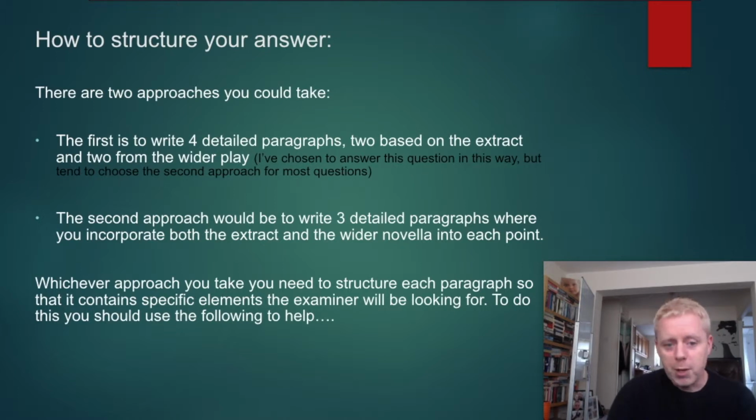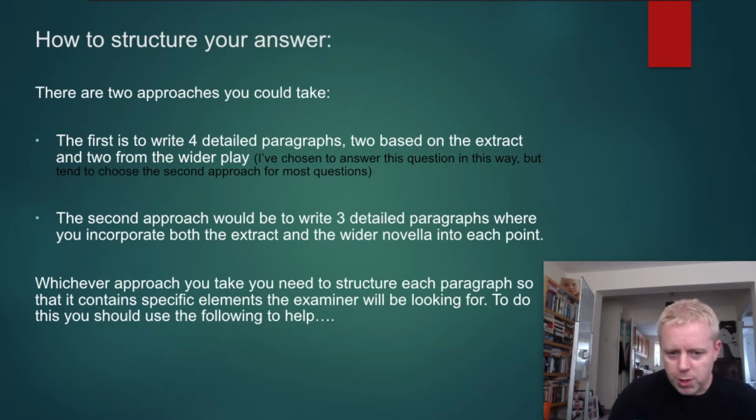The second approach is that you could write three very detailed paragraphs where you incorporate both the extract and the wider novella into each point. So as you're going through the extract and making a point about Scrooge being presented as an outsider, then link it to other parts in the story as you go. Not forgetting to incorporate evidence and context where appropriate.